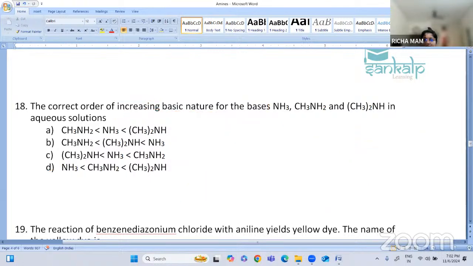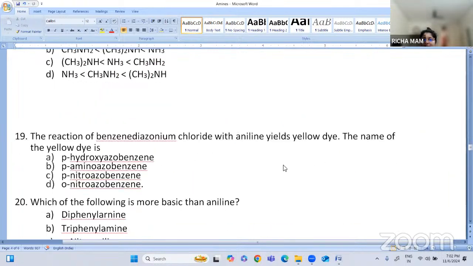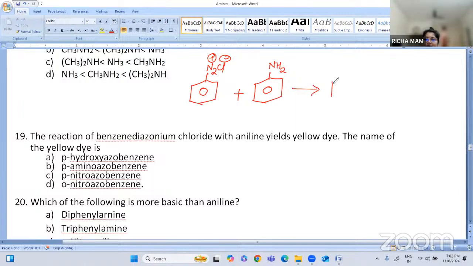Next question. The reaction of benzene diazonium chloride with aniline yields a yellow dye. The name of the yellow dye is what? What is benzene diazonium chloride? C6H5N2Cl. So this is your benzene diazonium chloride. When it reacts with aniline, you are going to get a yellow dye. So this is the yellow dye.